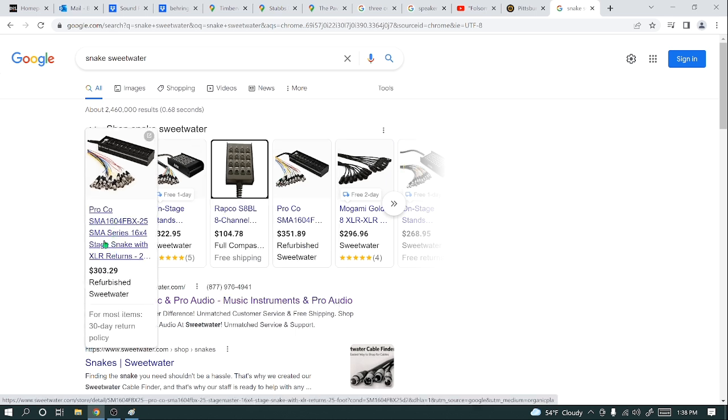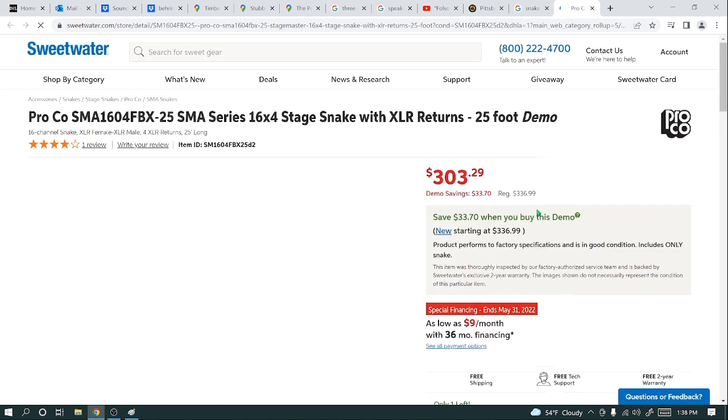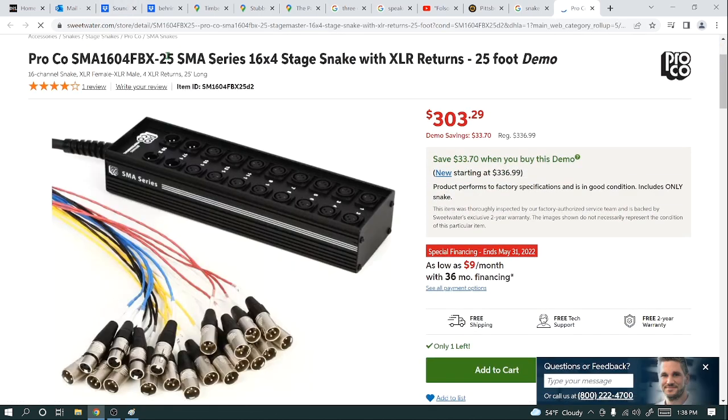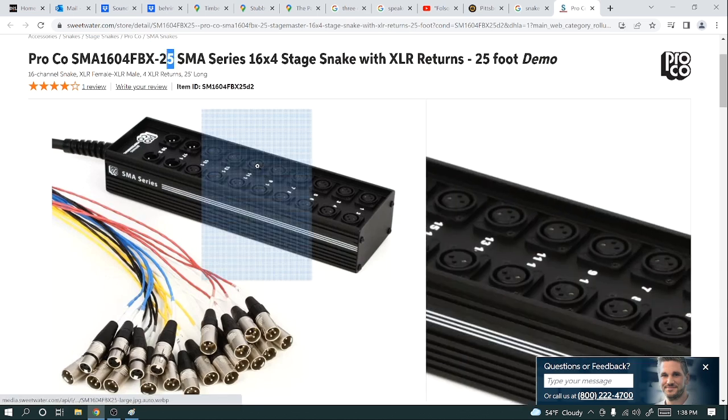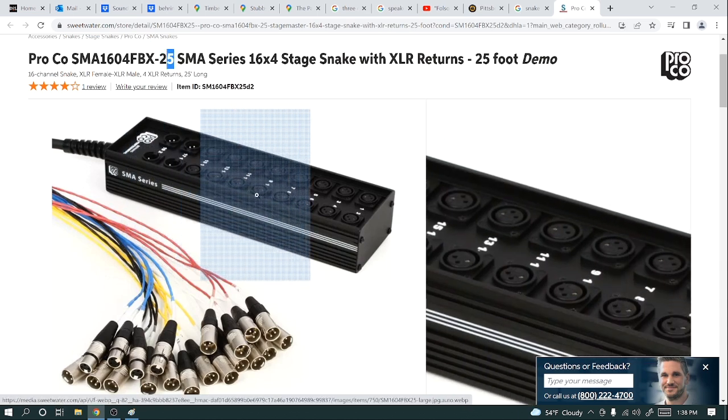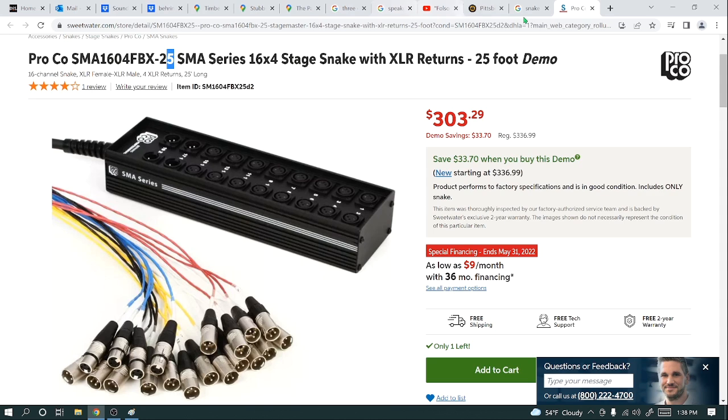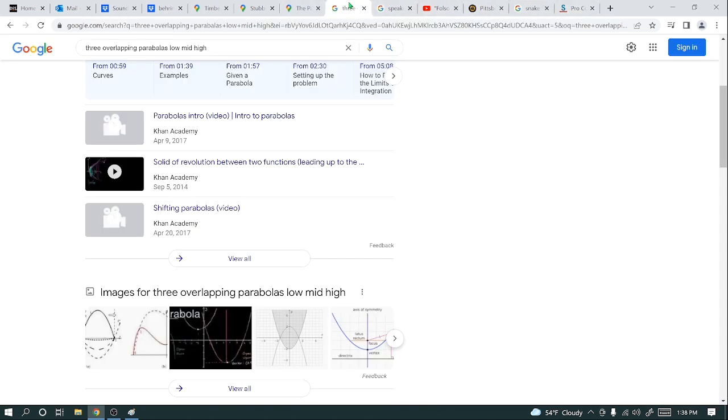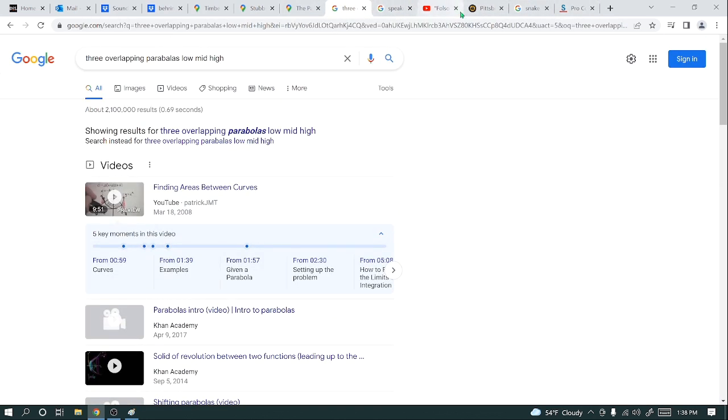And, you know, here we go. $300 for a used snake, and it's probably not even that long. 25 feet. So what happens if your stage is 100 feet away from the mixing station? You've got to spend an unhappy amount on the snake.